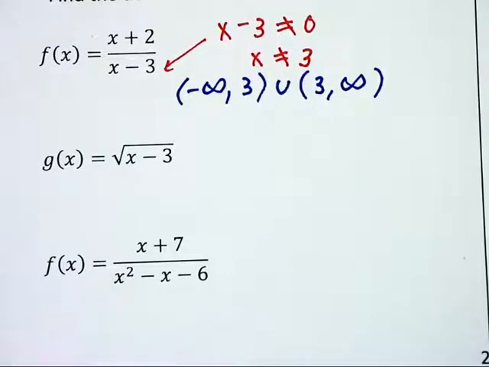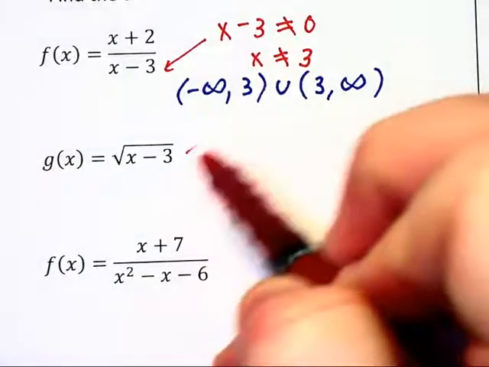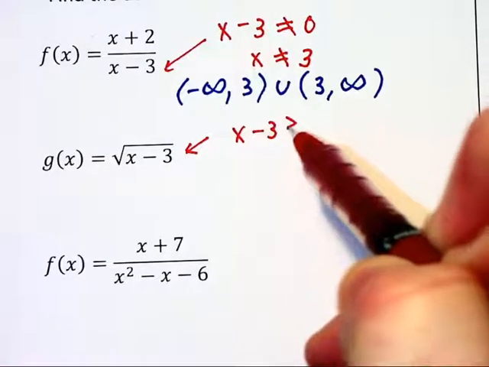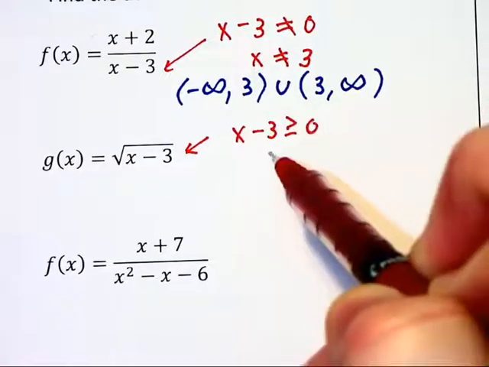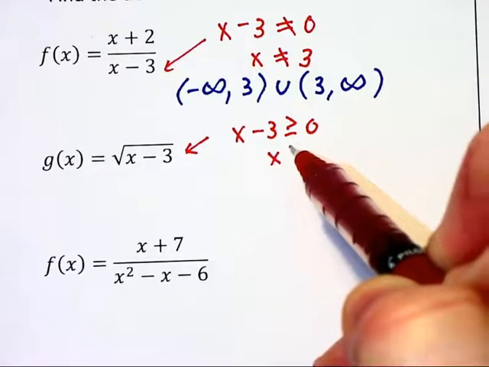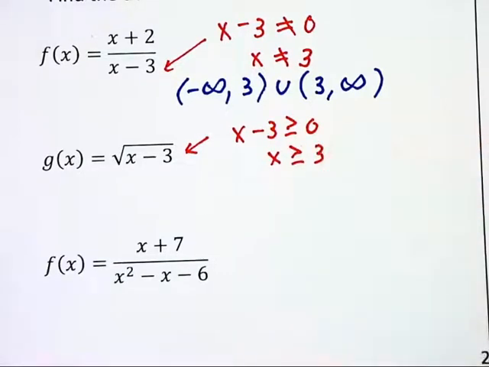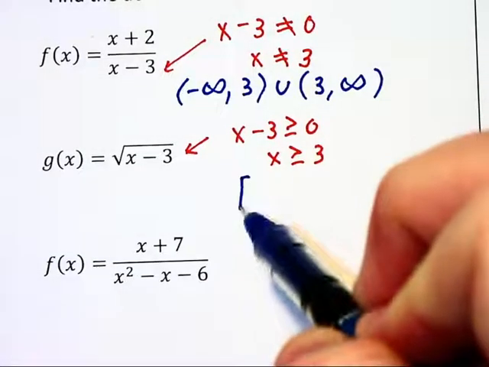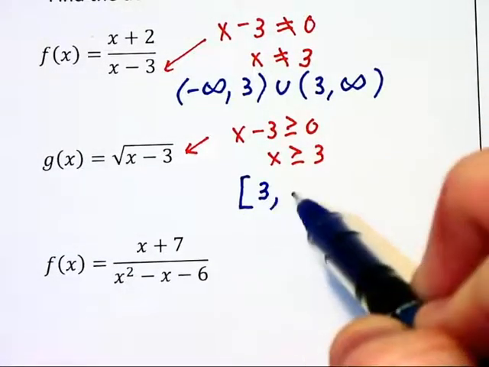In this second problem, we see a square root, and we know that x minus 3 must be greater than or equal to 0, and adding 3 to both sides, we know that x must be greater than or equal to 3. So the domain in this second part here is going to be from 3, which we include, up to infinity.